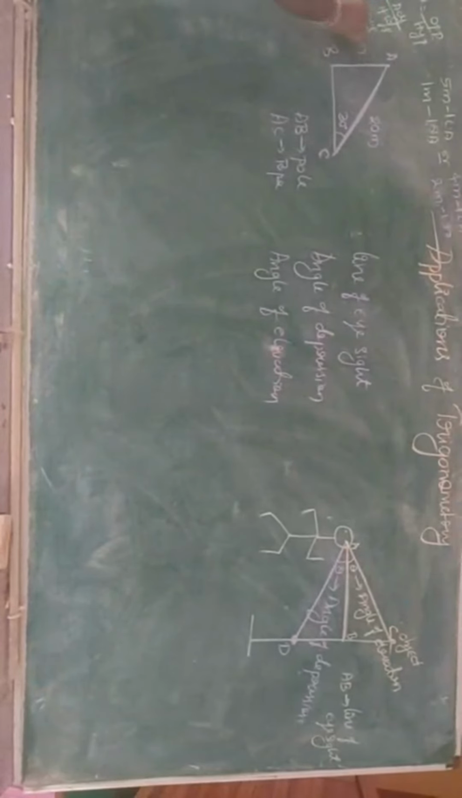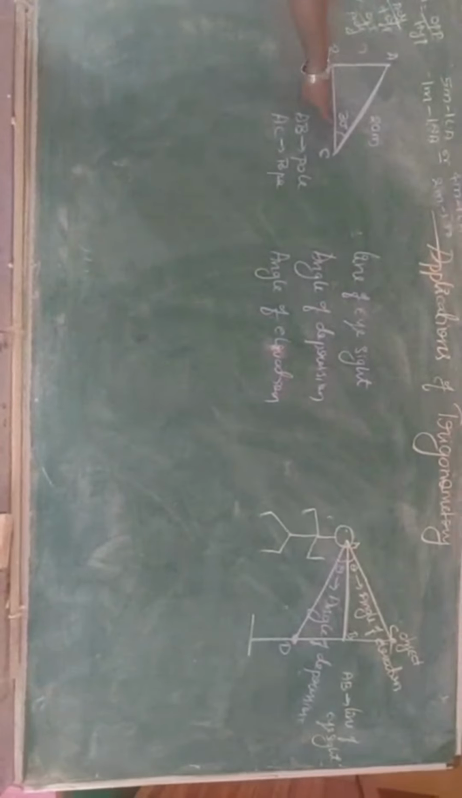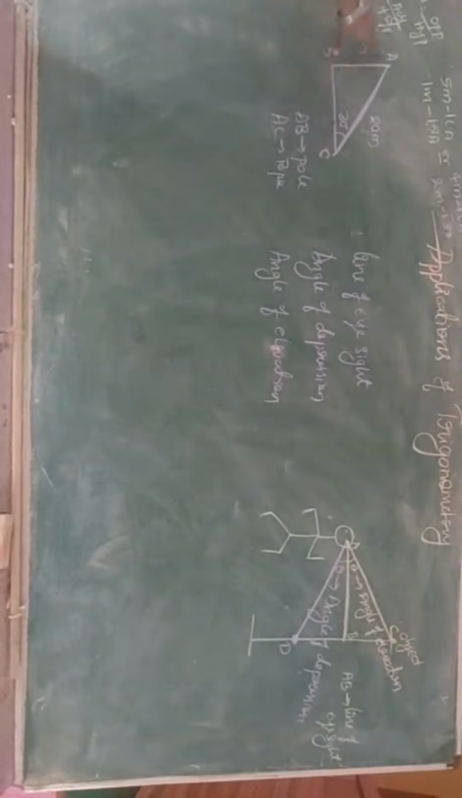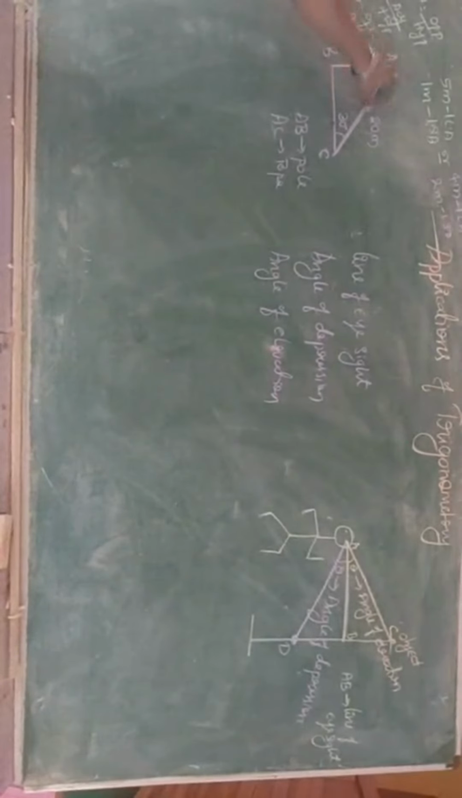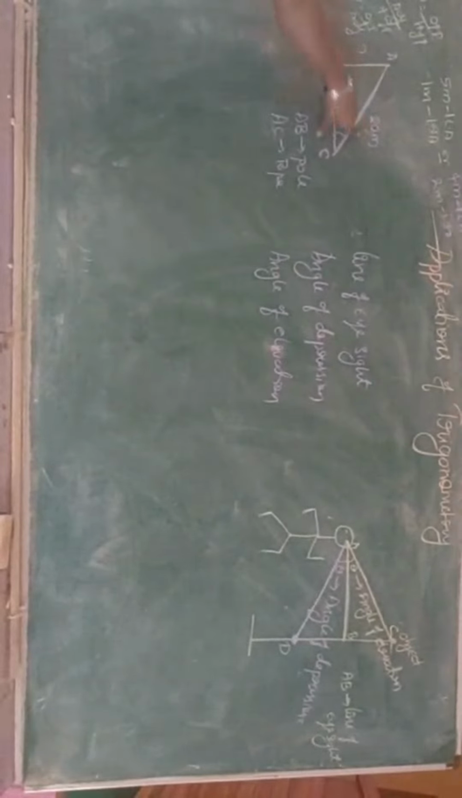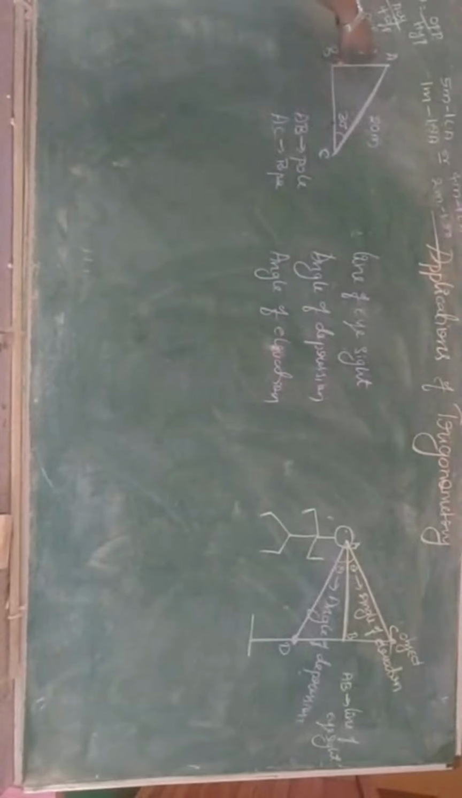See, in this question, the angle is formed at C. Which side is the opposite side? AB is the opposite side, and AC is the hypotenuse. Hypotenuse is given, the angle is given, and the opposite side is asked. So which function can I use? Sin. Sin is equal to opposite upon hypotenuse.